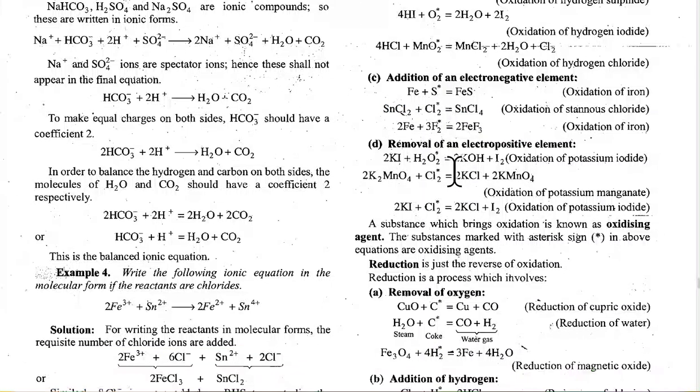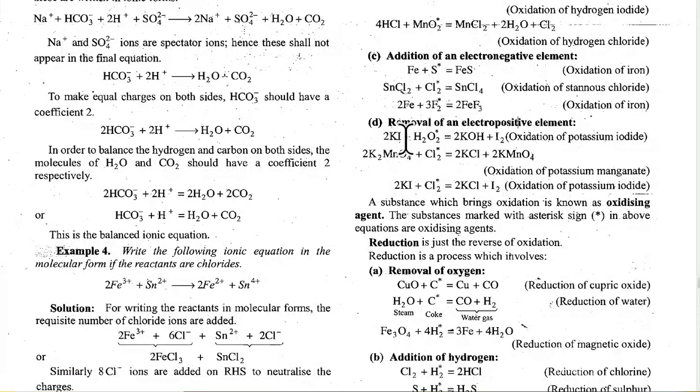Similarly here also. Next, on the basis of removal of an electropositive element. Electropositive like hydrogen, which contains positive charge. Here KI, potassium iodide, when reacting with H2O2, hydrogen peroxide, gets converted into KOH. Just now I told you already, the first atom, like potassium, the first atom or group of atoms is always positive, and the next one is always negative. So here K is K plus and I is I minus. So here removal of electropositive element takes place in this reaction.